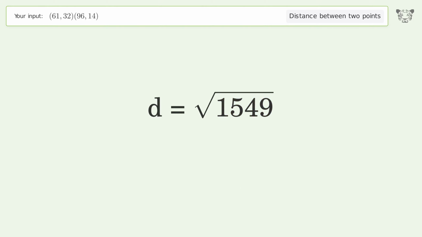And so the distance between the 2 points is the square root of 1549, or 39.357.